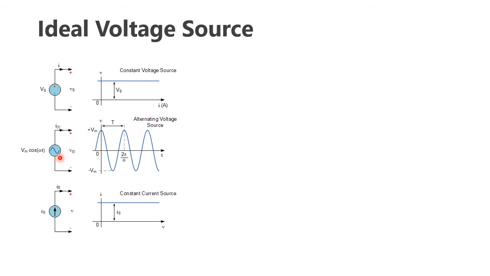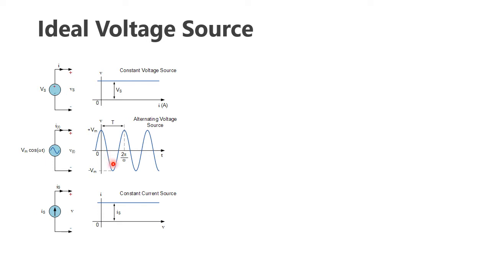Likewise, here is the alternating voltage source. We all know this symbol. This symbol is used to indicate the AC supply, so this is the AC voltage source. Here you can observe from this characteristic curve that at the starting point, it starts from 0, increasing from 0 to plus Vm, then decreasing from plus Vm to 0.